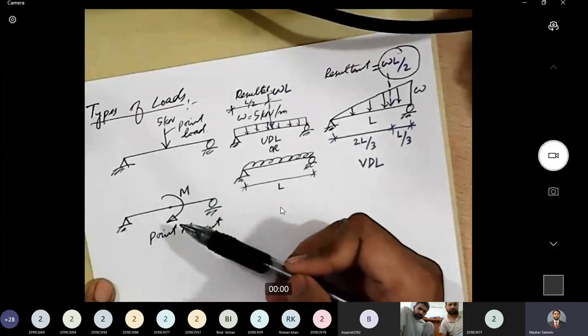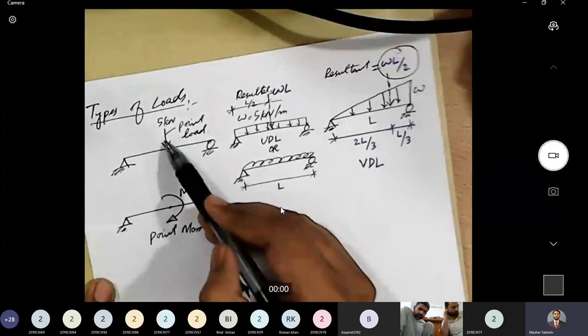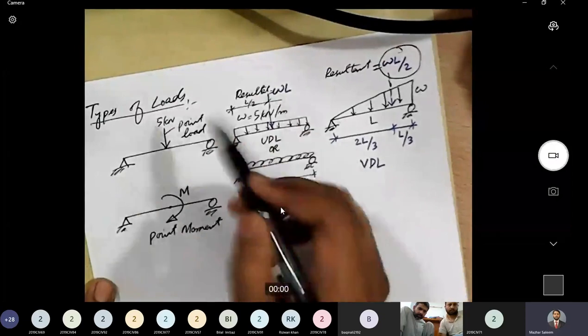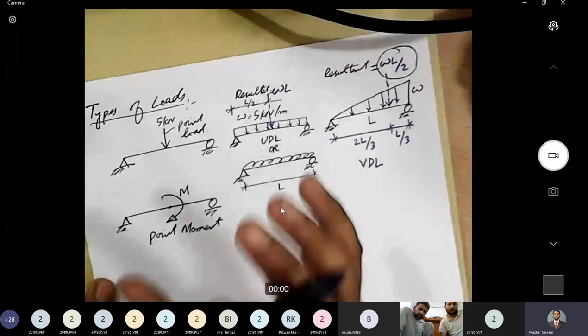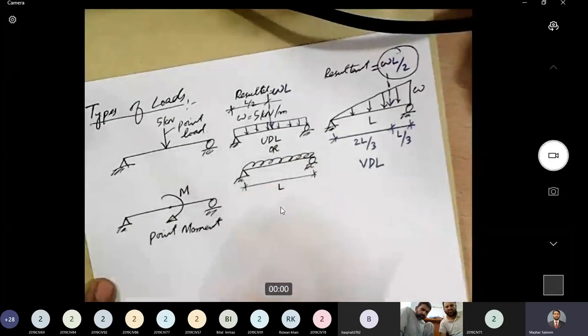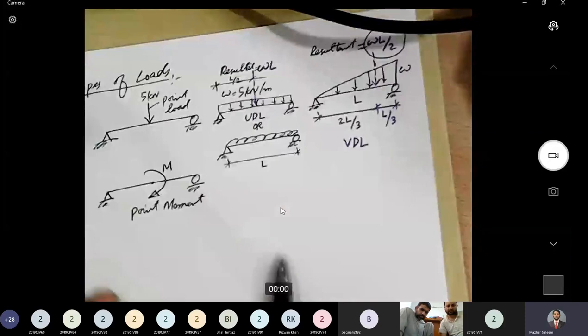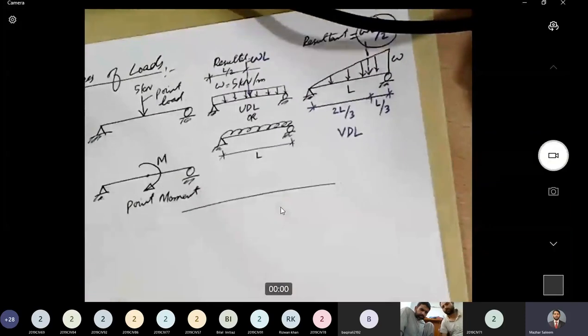This is a force and this is a moment. And when I say load, both forces and moments are included in the term load. So these are different types of loads.